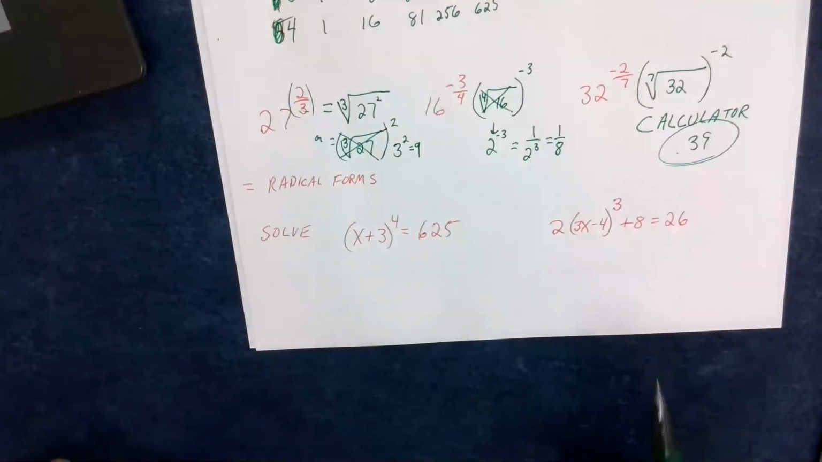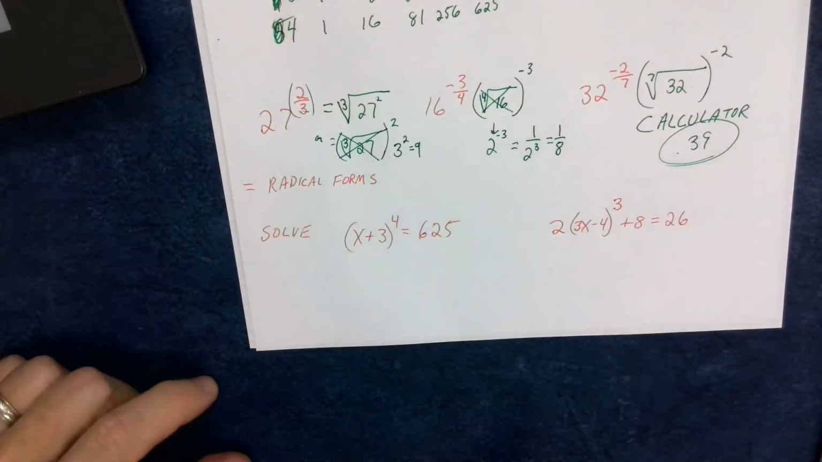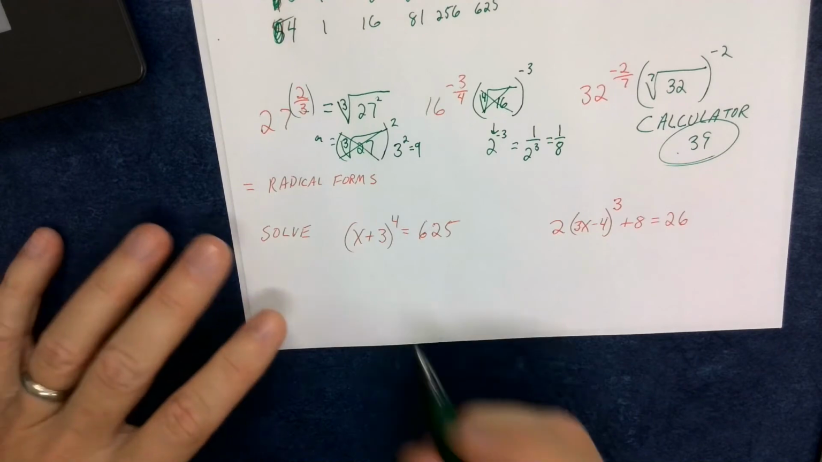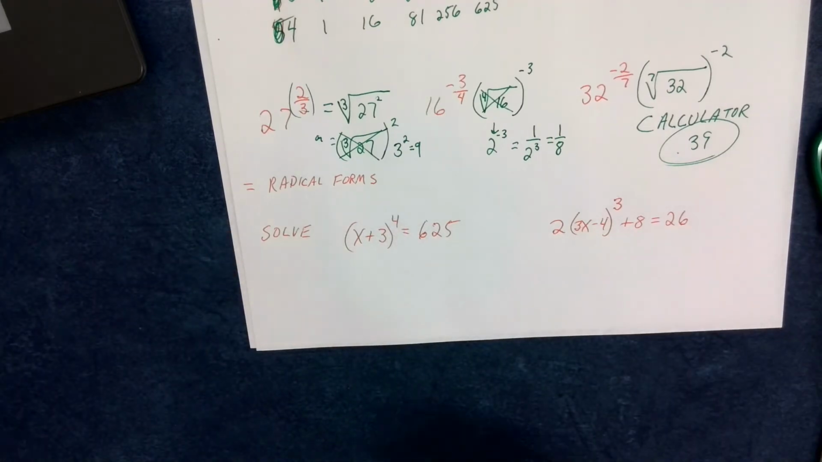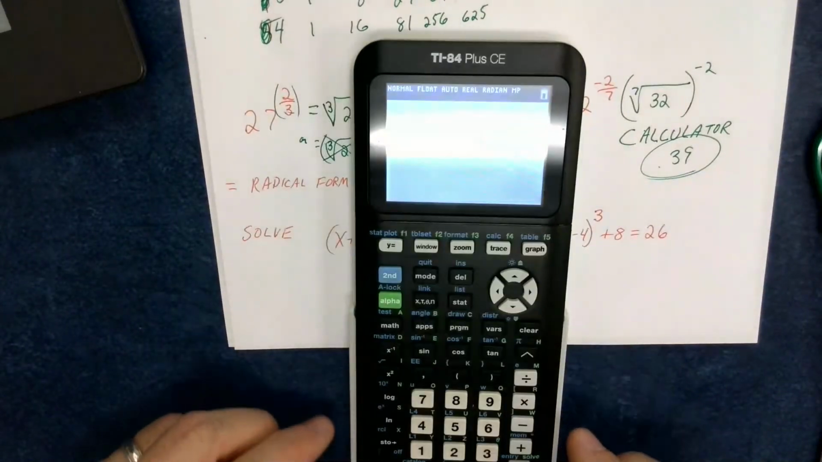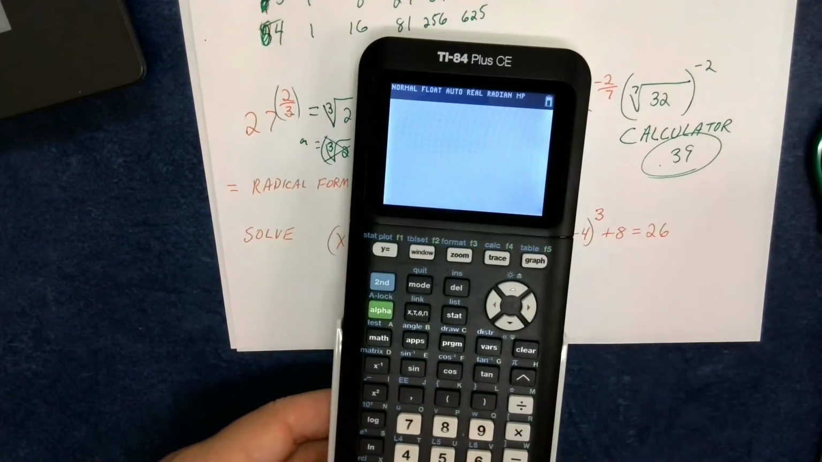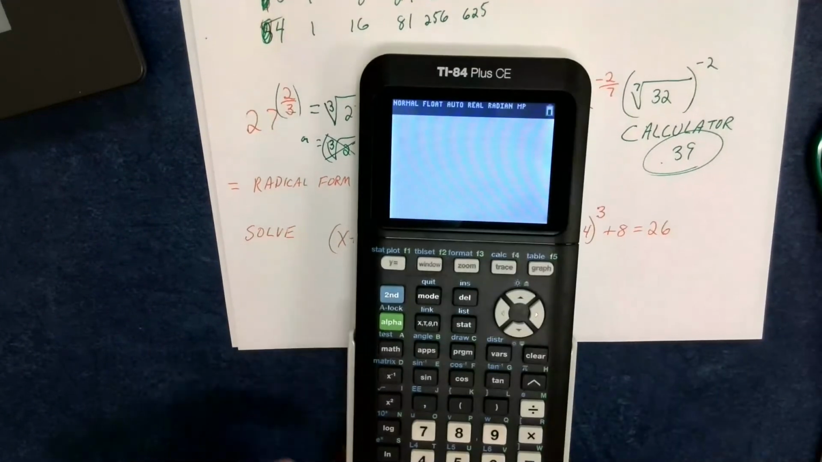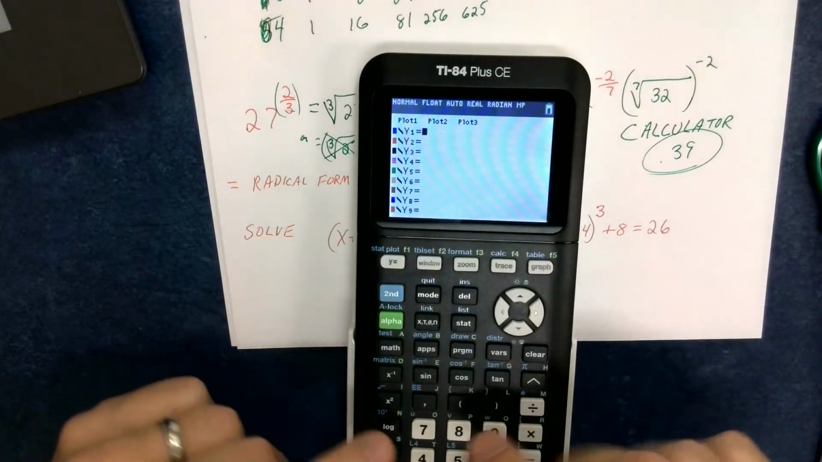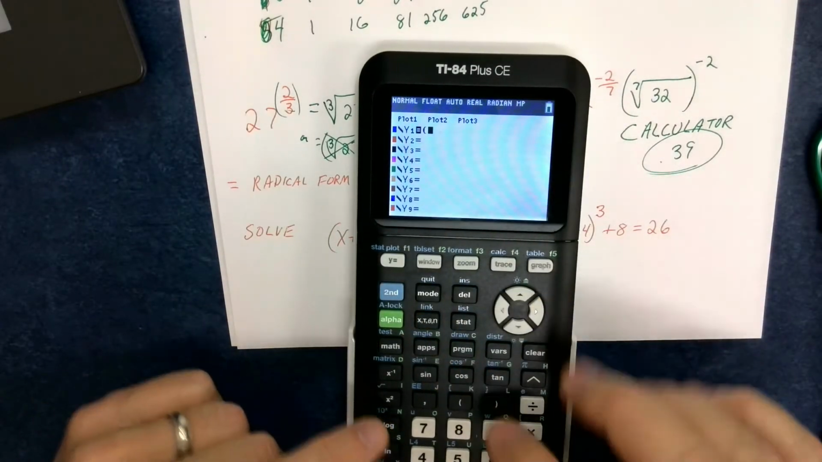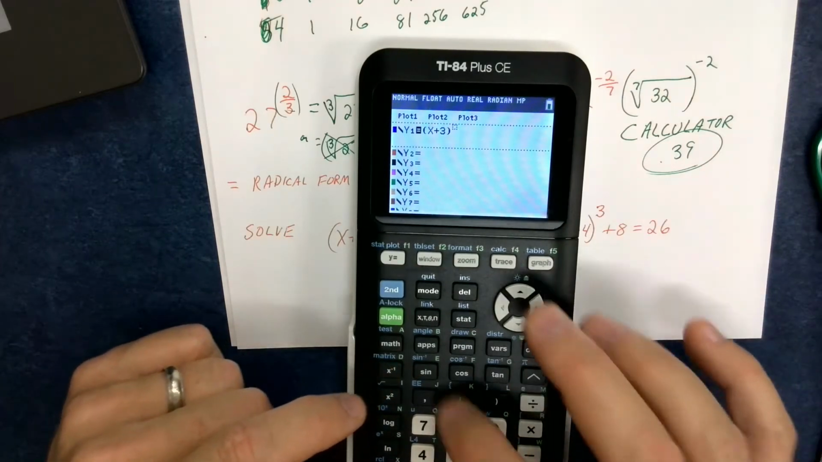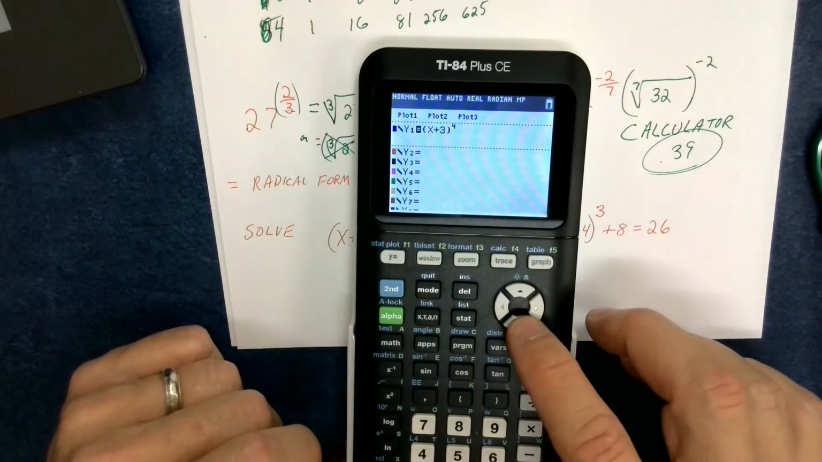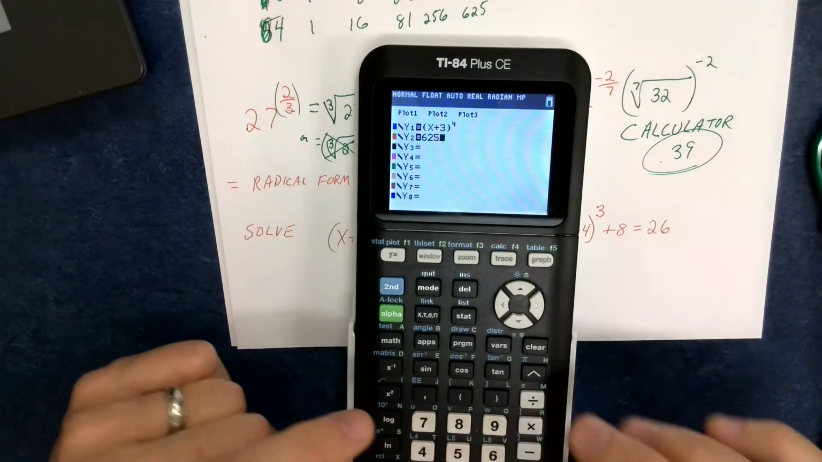radical. Now we're going to talk about solving some of these equations, okay? So (x plus 3) to the 4th equals 625. How do I go ahead and solve that? Well, the first thing I want to do is show you what (x plus 3) to the 4th looks like. So I go to my y equals, and I put it in parentheses, x plus 3, parentheses, raised to the 4th, just like that. And I want it to equal 625.